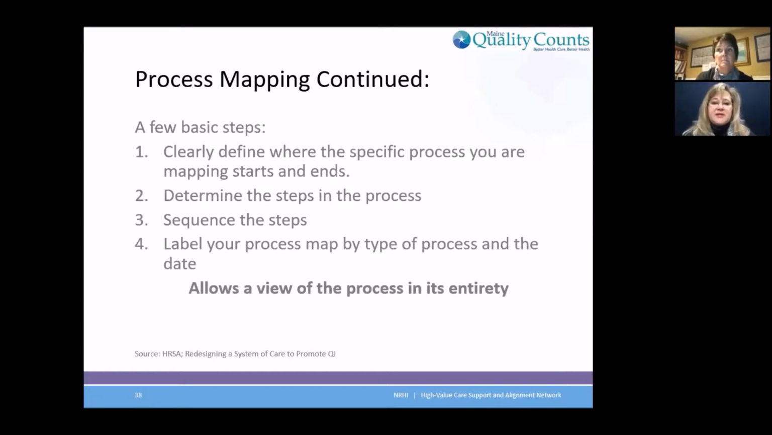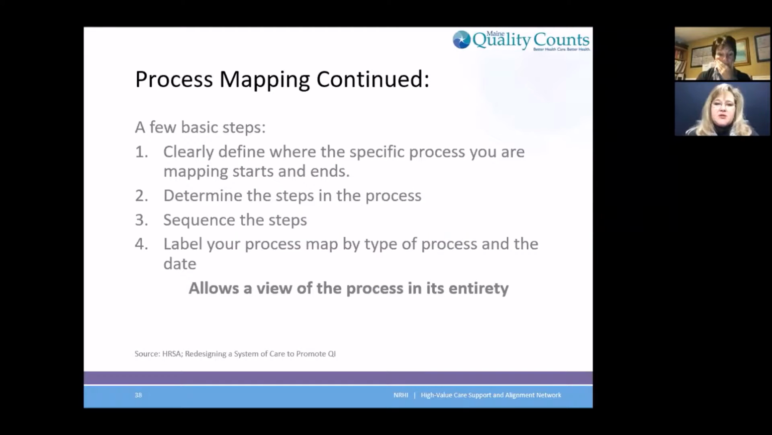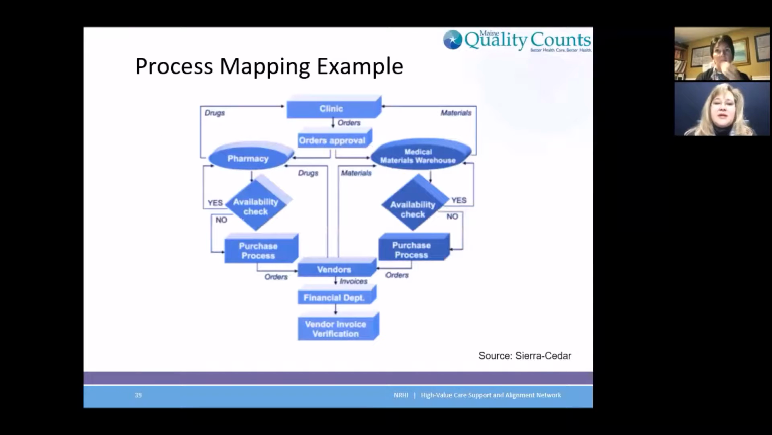Again, determining the steps, then you're going to sit down and sequence them. And again, this takes time, so give yourself time and practice to learn how to do this and this thought process, because the more you do it, the better you get at it, like most things that we do. And then label this map by what type of process it is and date it. I always find that's very helpful. It really allows you to look at a process in its entirety. So we're going to go through some quick examples of what this is. This is looking at a clinic, for instance, and they're looking at ordering drugs and materials.